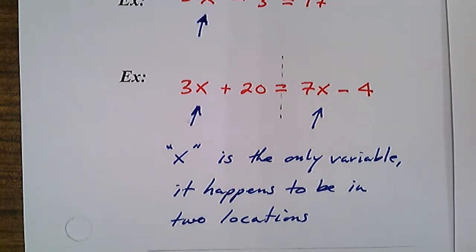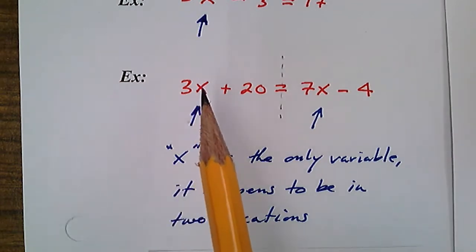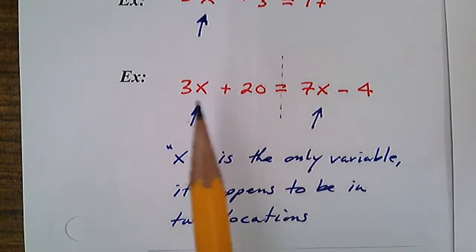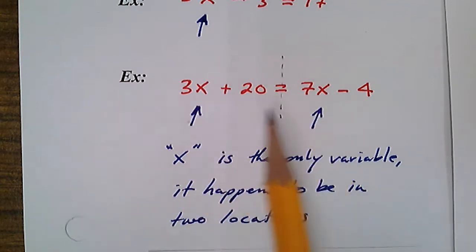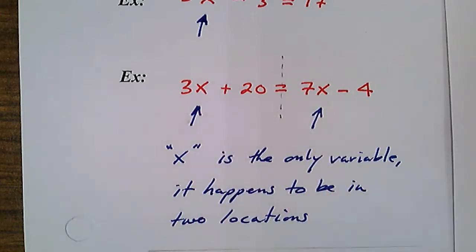Okay, so those are one variable equations. It doesn't matter which variable. You could use the letter Z, or you could use a D for dog, or C for cat, whatever you want. Just one variable, okay? Traditionally, we use the variable x.